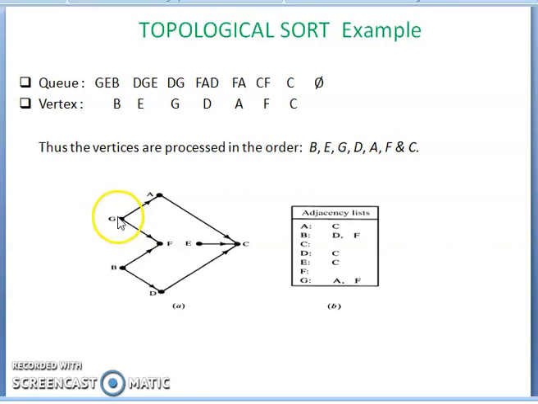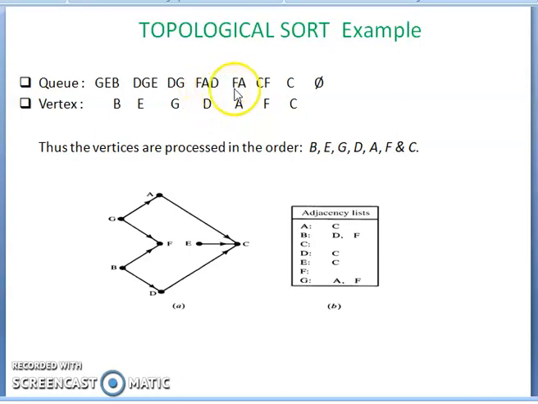If you take G and remove these two edges, the in-degree of A is 0 and the in-degree of F is also 0. Previously it was 2; when you considered B you removed one edge, and now you consider G and remove this one. The in-degree of F is 0. Now we add A and F into the Q. So finally the Q has F, A, D.